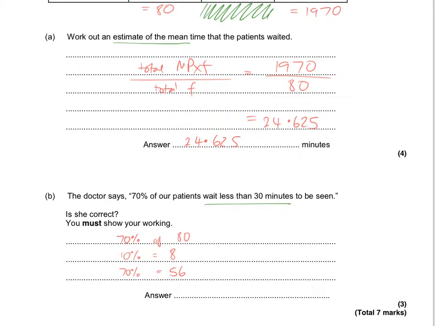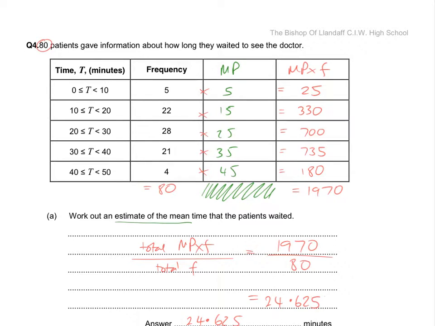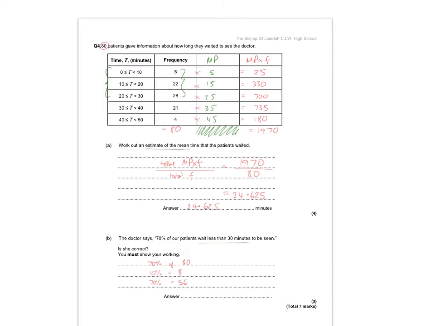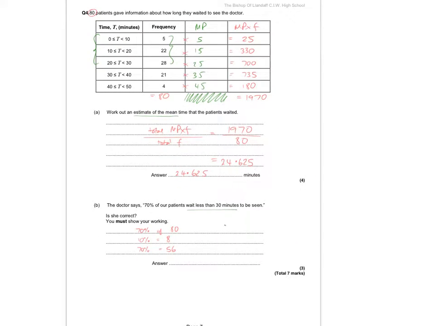Now my favourite way of showing that was saying, right, we've got here times from 0 to 10, 10 to 20, and 10 is less than 30. So we're interested in these people here. So what we wanted to do was to add together these frequencies. So 5 add 22 add 28, and that comes to 55.